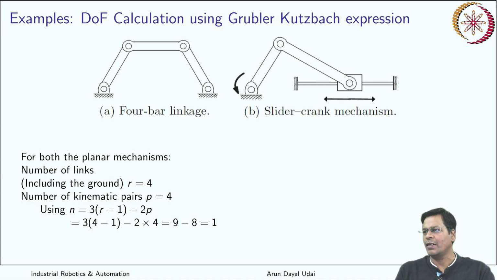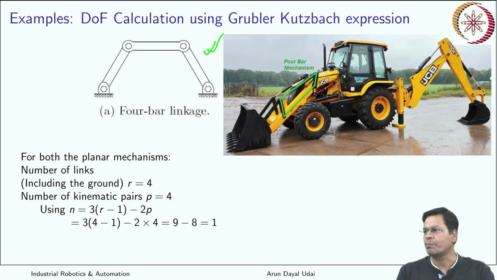Let us just do one example, that is a 4-bar mechanism, which is a very popular type of mechanism which is used mostly in mechanical systems. I will give you a few examples also with some pictures here.